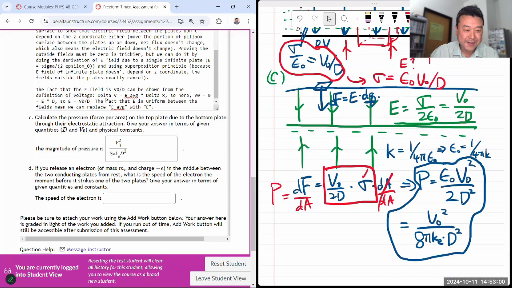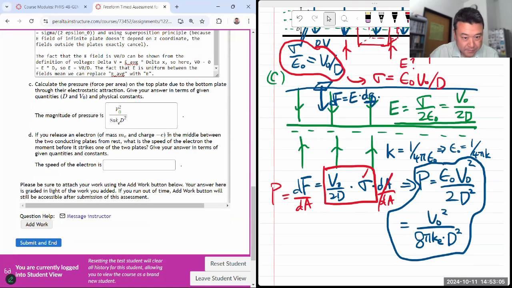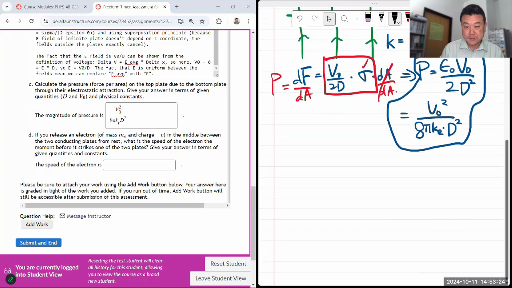Let me not get into a rabbit hole that I don't have time for. If you release an electron in the middle, so like at d over 2, from rest, what is the speed of the electron the moment before it strikes one of the two plates? Okay, so what I'm going to use is conservation of energy. So this is actually a physics 4A question.